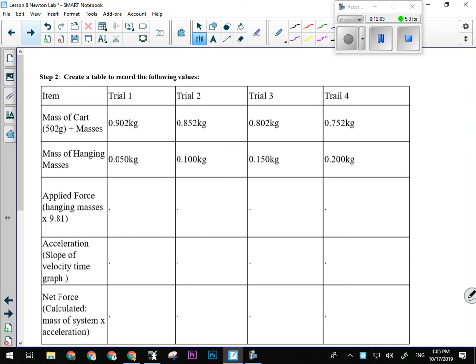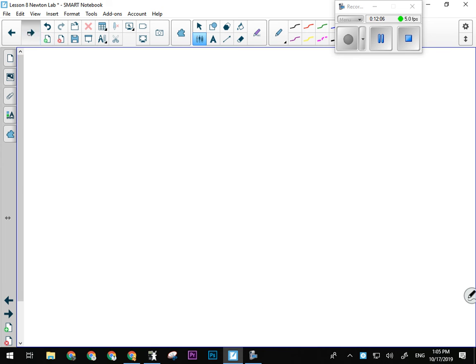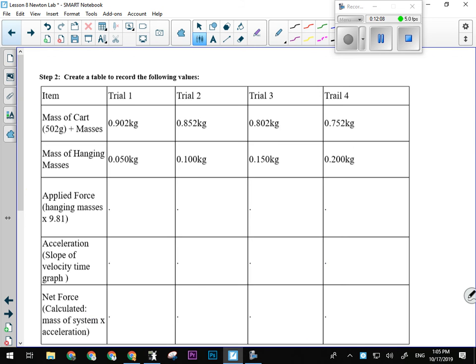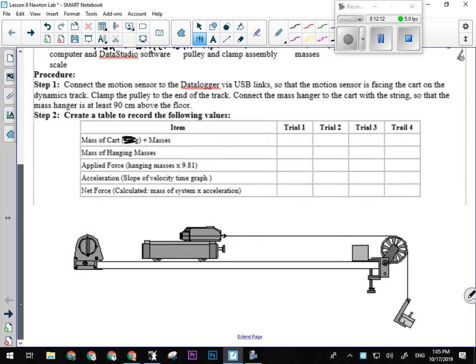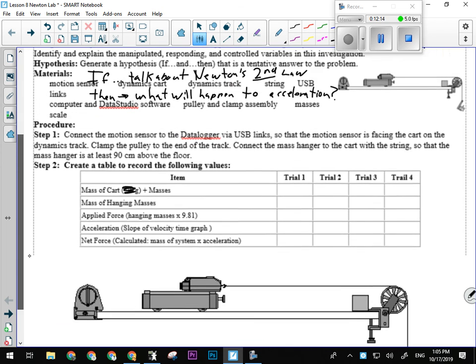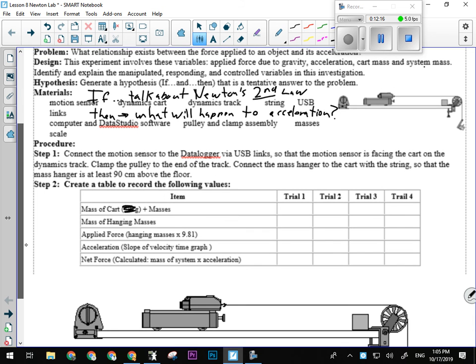So in that first one, whoops. Thought I had it in the procedure. Oh, I don't. Is it on yours? Did I put the masses in your procedure? I didn't. Okay. Well, we're going to go with the ones I have on this chart.